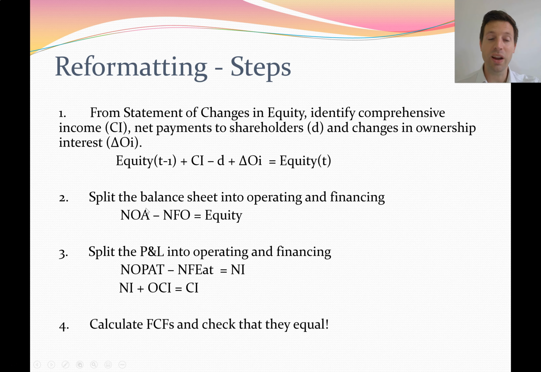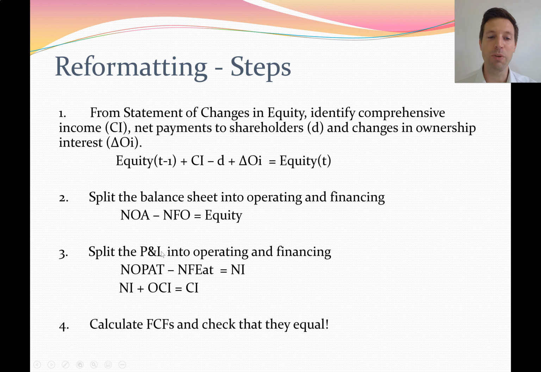The second step, we're going to look at our balance sheet, and we're then going to reformat the balance sheet. We're going to look at each account, figure out if it's operating or financing, and we're going to reclassify the balances. We're then going to have what's called net operating assets minus net financial obligations equals equity. Assets minus liabilities equals equity. After we reformat, net operating assets minus net financial obligations equals equity.